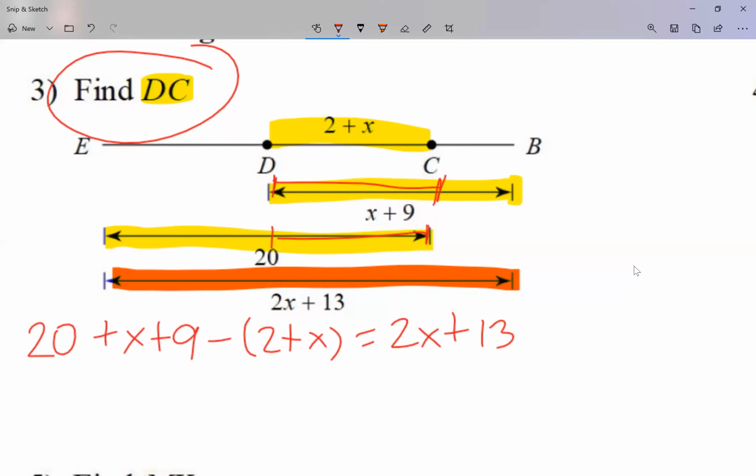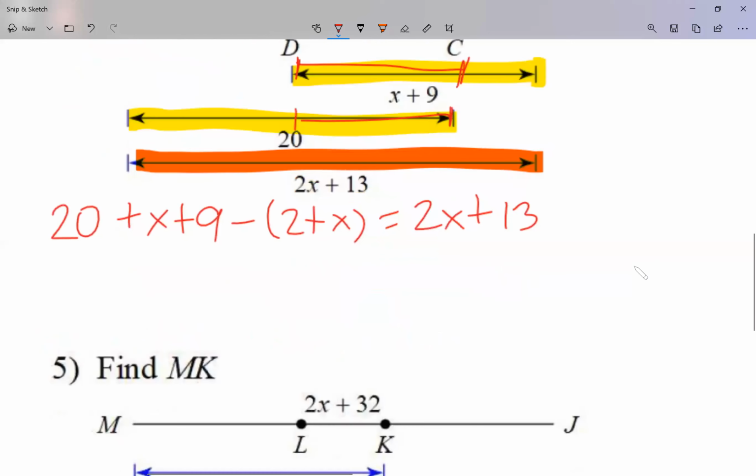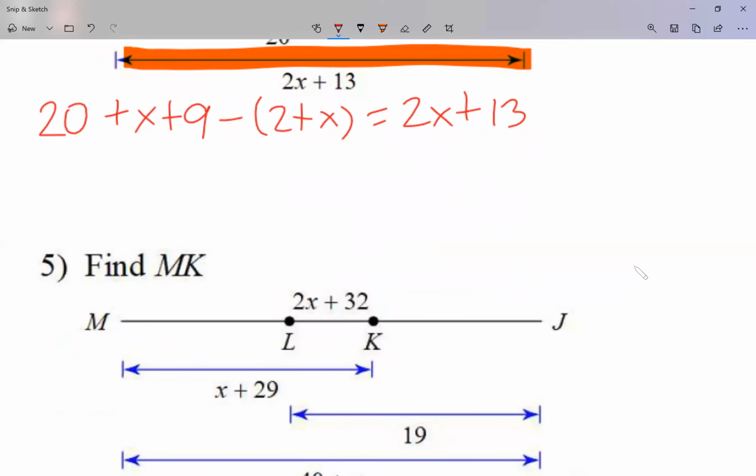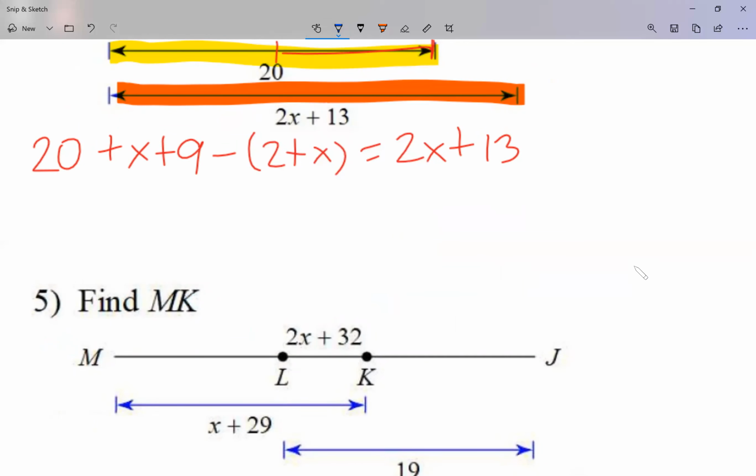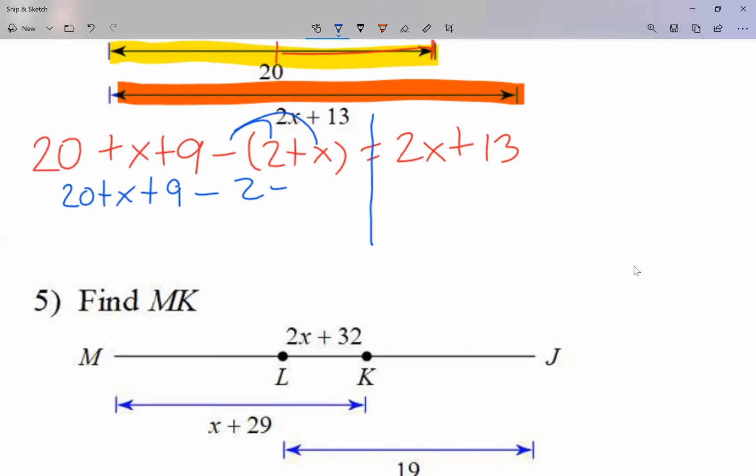So I added, notice I used highlighters, the two segments that I highlighted in yellow. I subtracted the part where they overlap, and it is equal to the whole segment. Now that's the geometry part, the setup. The rest is just algebra. So let's take a look. Let me solve for x. I remember that I have to separate my sides through the equal sign. Let me get rid of parentheses if there are any. So on the left side, let me just write 20 plus x plus 9. When I distribute the negative sign, I'm going to have minus 2 minus x equals 2x plus 13.